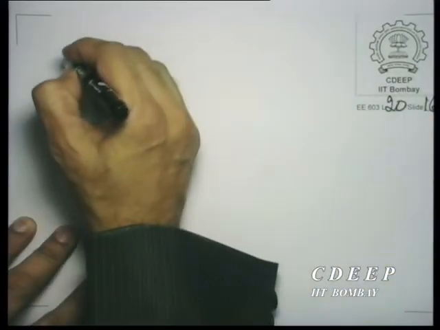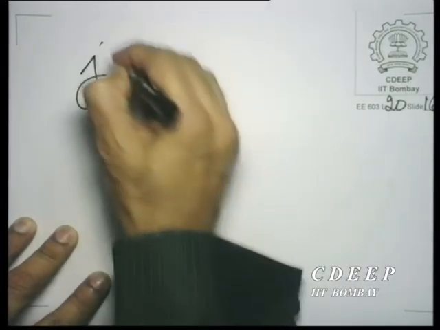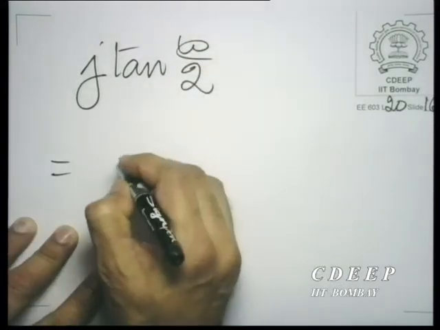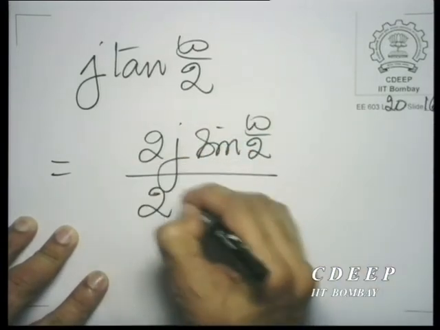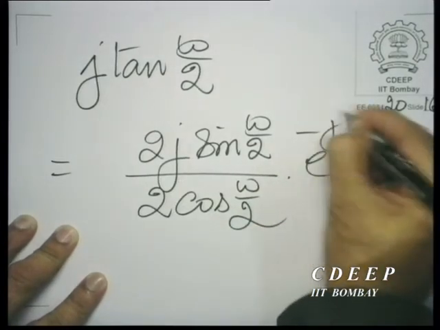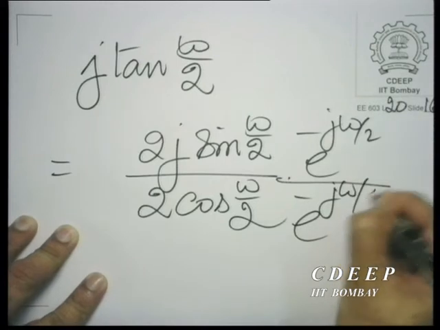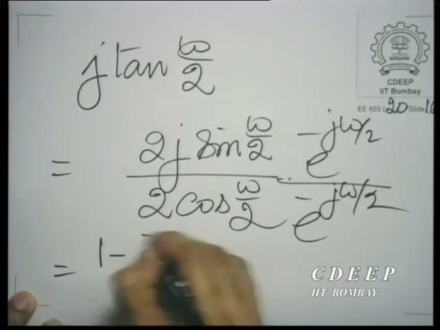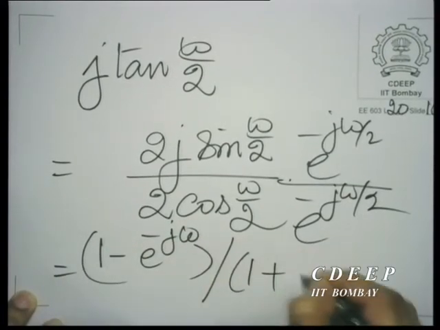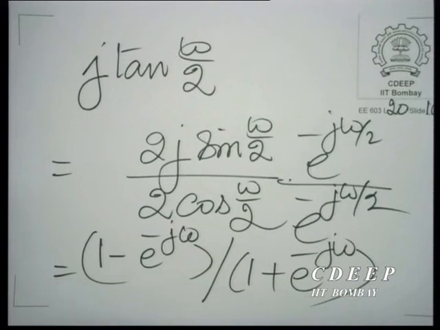Indeed, to get tan omega by 2, what you are saying is you want j tan omega by 2, and j tan omega by 2 can be written as 2j sin omega by 2 by 2 cos omega by 2. And nothing stops you from multiplying by e raised to the power minus j omega by 2 in the numerator and the denominator. And in fact, there we have the answer. This is nothing but 1 minus e raised to the power minus j omega divided by 1 plus e raised to the power minus j omega. Please check that, so easy. And therefore, we have the answer to the transformation that we want.